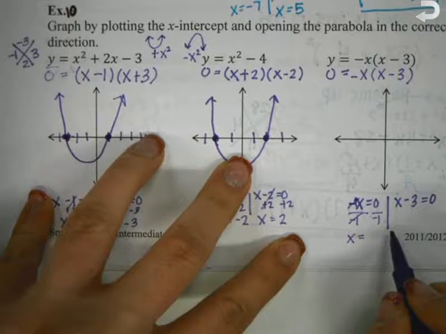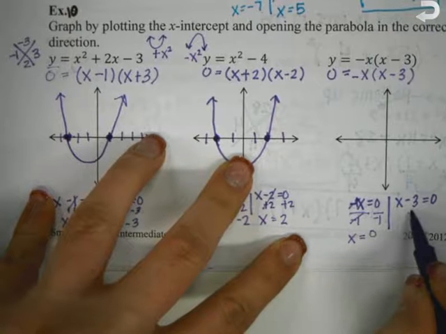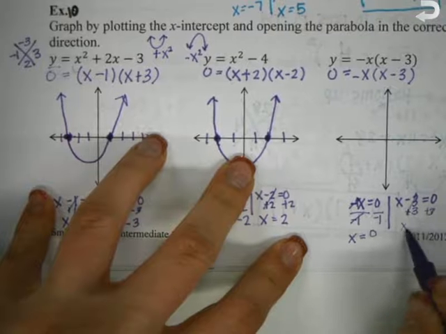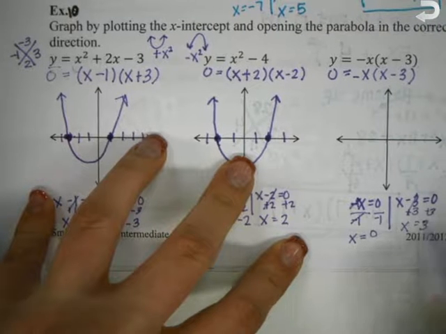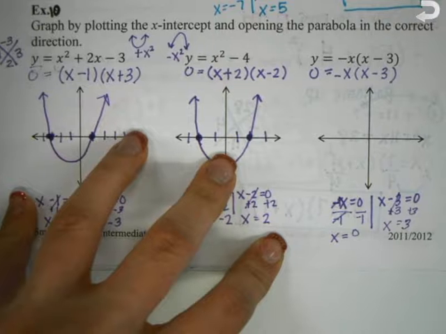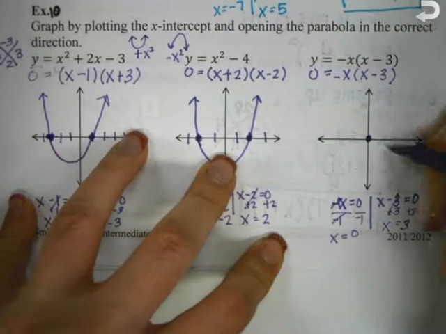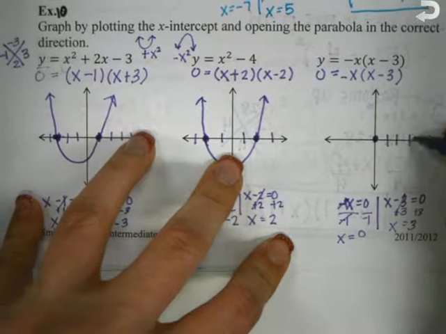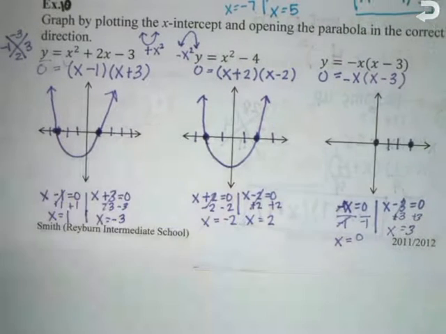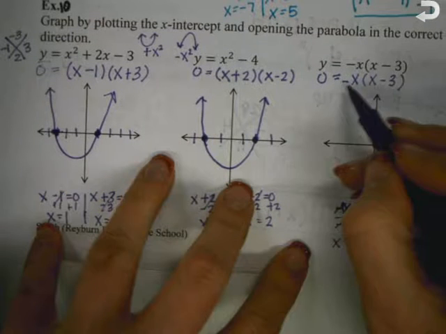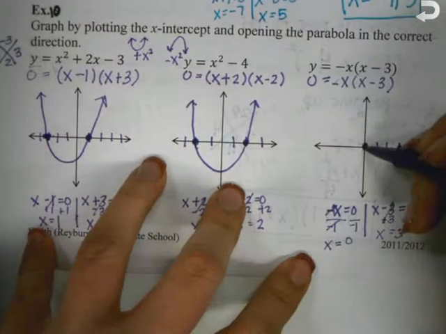So let's graph those. Where is x equals 0? Right in the middle. And then we want to put a point at 3. 1, 2, 3. Okay. Is this one opening up or down? Down. This one's opening down because of that negative. So let's try and draw it as symmetrical as we can. Opening downwards. And that's all there is to the graphing.